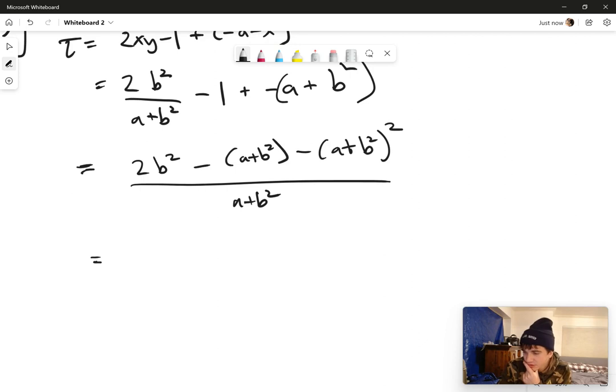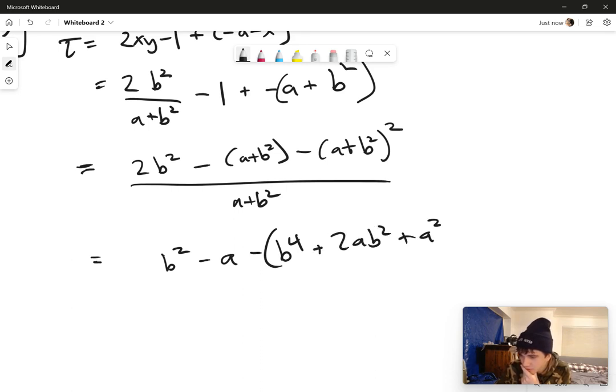And the algebra is just kind of gross. I almost want to spare you from it, but I'm going to keep going. b squared minus a plus b to the fourth, negative minus b to the fourth plus 2ab squared plus a squared.